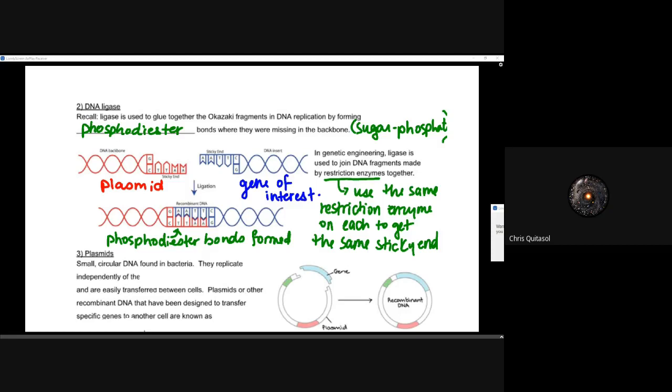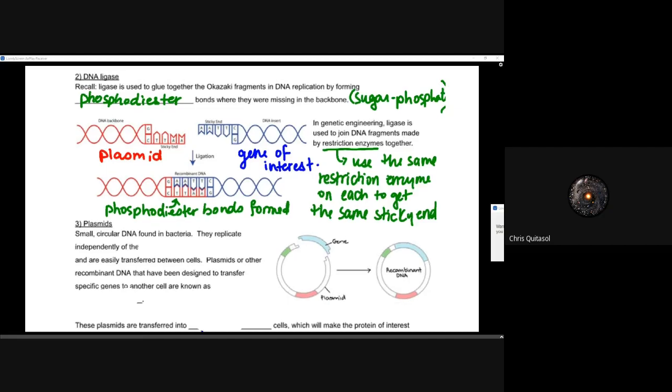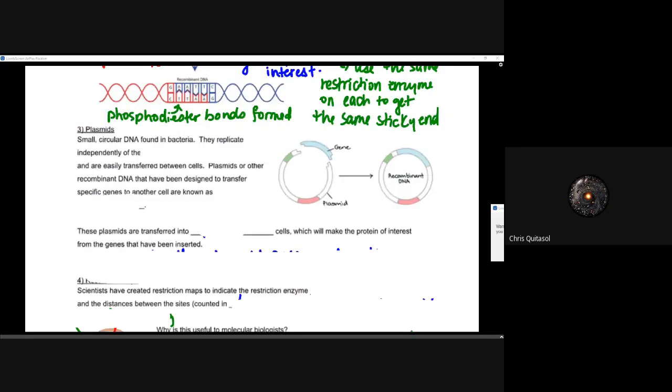And so now we can start to cut pieces out of DNA that we want to insert into a plasmid and then utilize that plasmid. So what is a plasmid, if you don't recall from grade 11 biology? It's a small circular DNA that's found in bacteria.